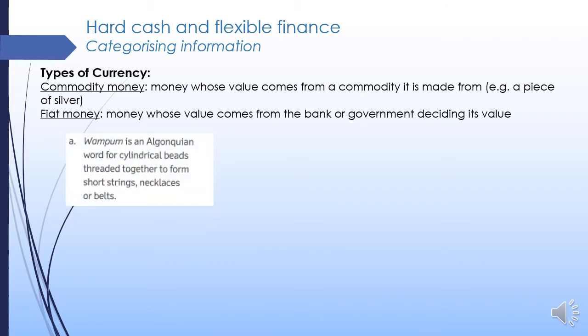Now that we have established that, we need to read all these 20 points, or 20 pieces of information. We need to separate them: 10 on the history of money and 10 on the history of credit, flexible finance. Anything that is not hard cash is credit money.